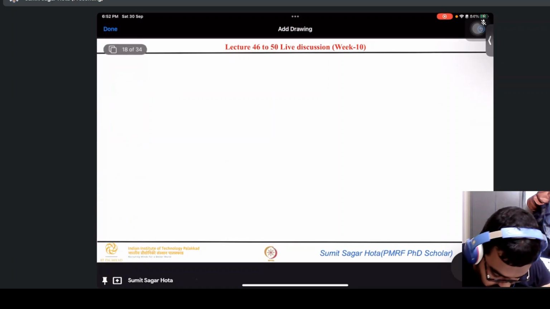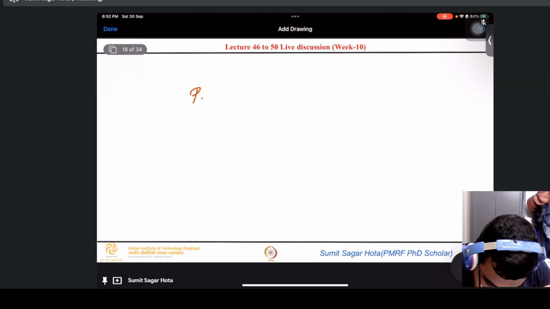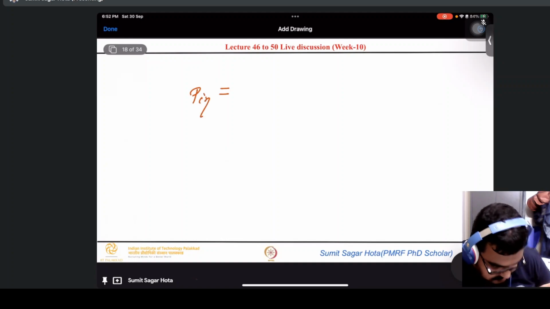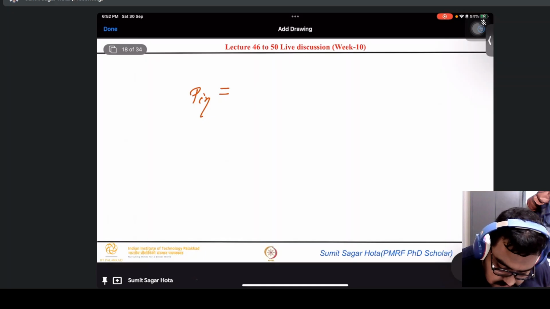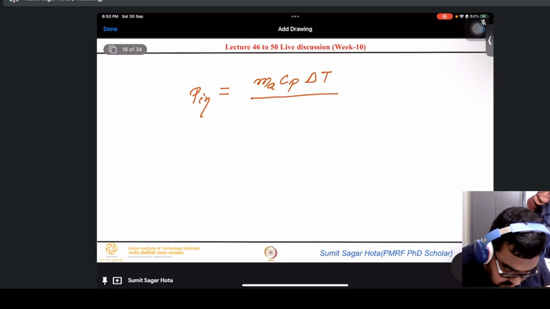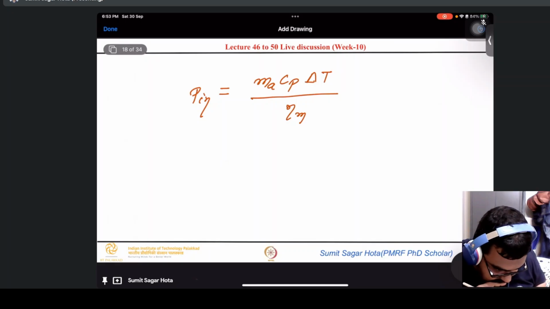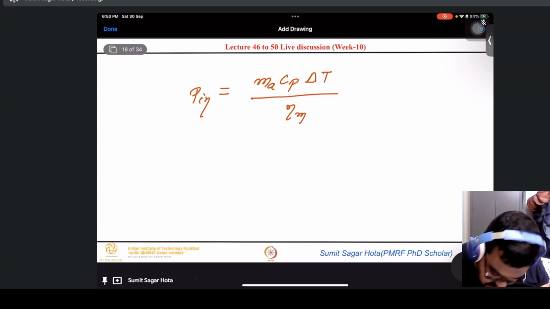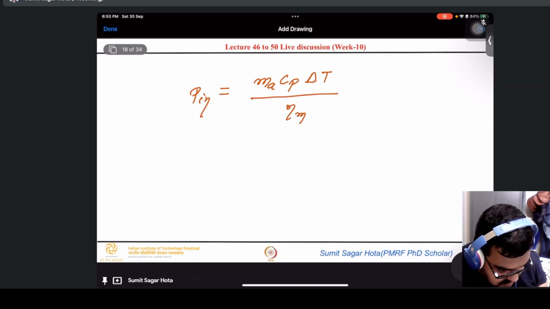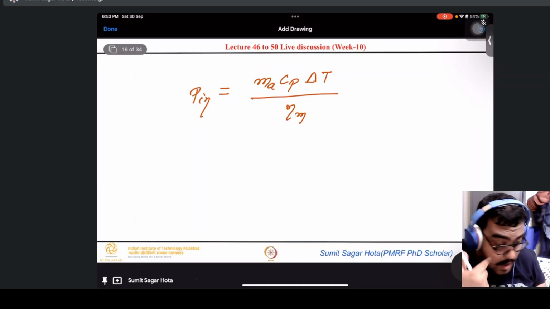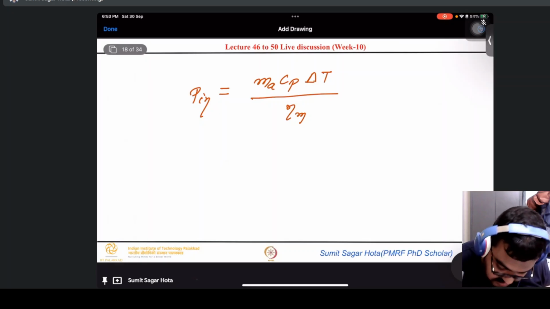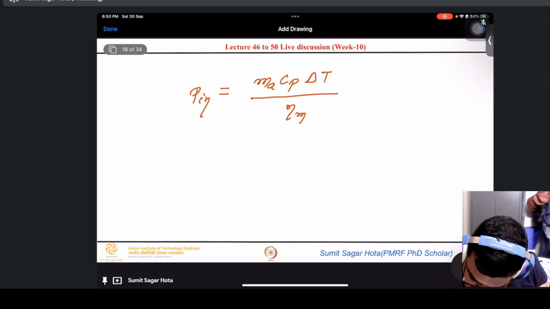That means if you want to solve, P input is equal to MA Cp delta T divided by eta M. Your input power is given, 2000 kilowatt. Just substitute everything here.